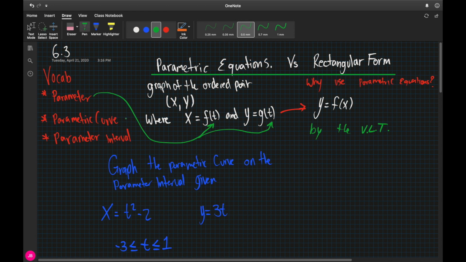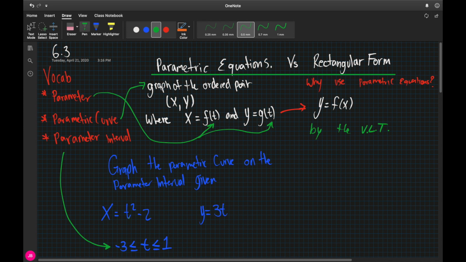The graph of a parametric equation is going to be known as a parametric curve, and a parameter interval is going to be this right here. So we're about to get into that right now. Let's go through a problem. So this first one says graph the parametric curve on the parametric interval given, and it gives us a function for x and a function for y.